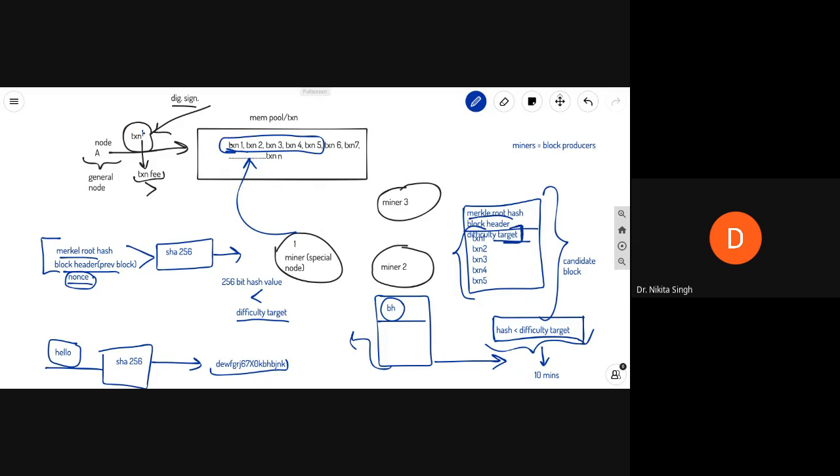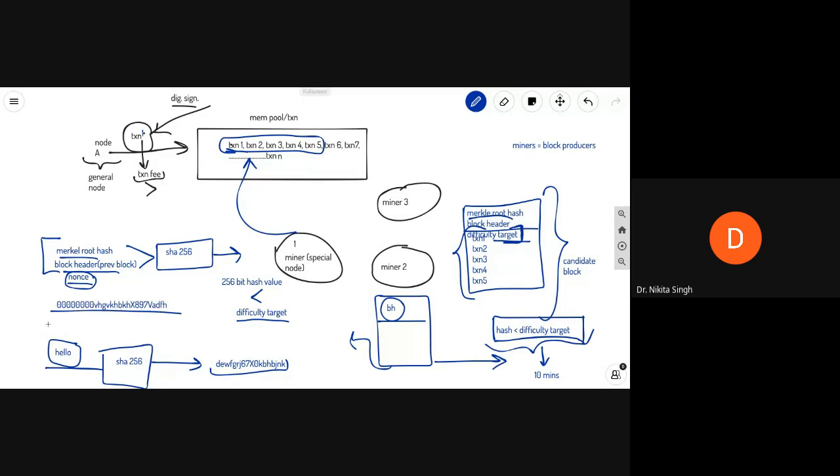We need to find this number, nonce. What it does is, your difficulty target has been given to you, and your hash should be less than this difficulty target. And your difficulty target has a number of leading zeros and 1.